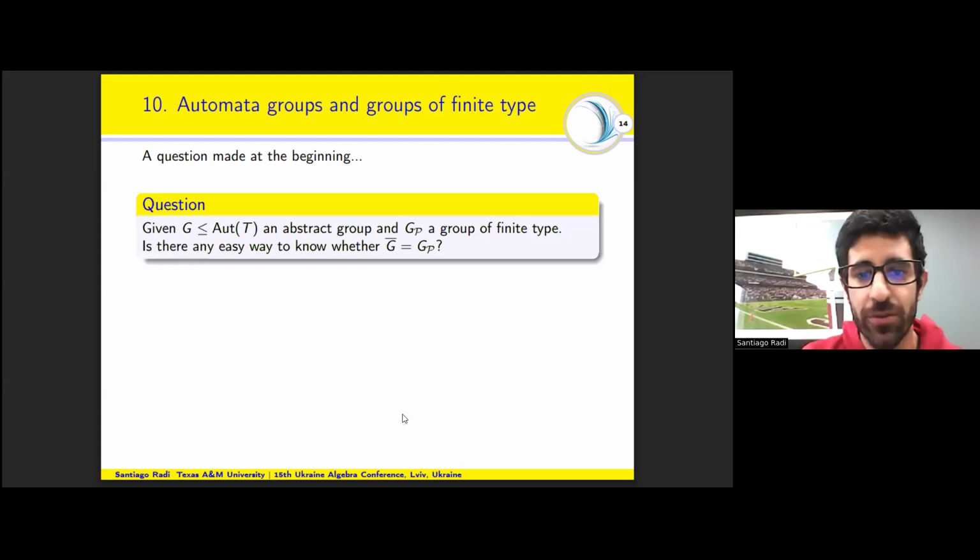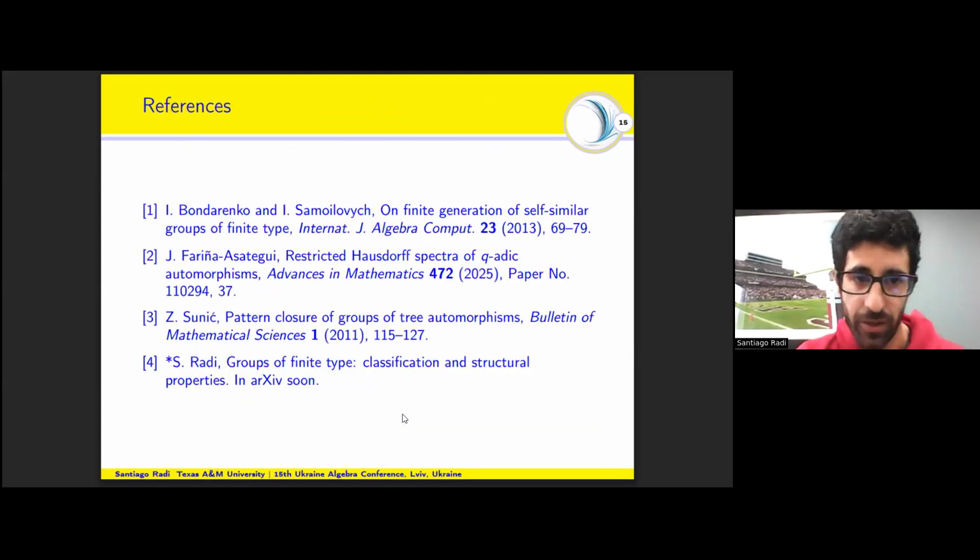Definitely, I don't have time to show you this slide, so I'm just going to go to the references. Bondarenko and Samoilovich, I mentioned it many times. Then one article talking about Hausdorff dimension. This is the article where Šunić proved what I mentioned before. And the last one is where all these things that I said are, or are going to be, because I plan to put this on arXiv soon.